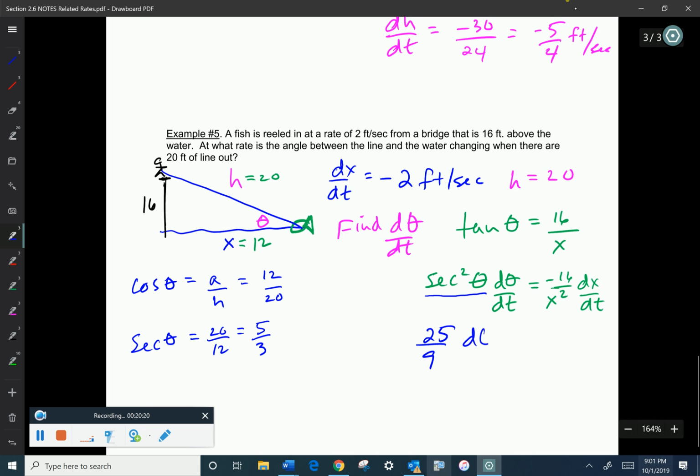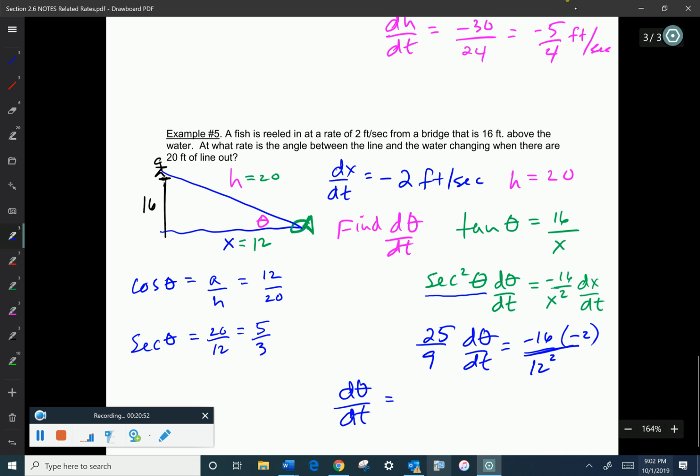D theta we don't know. And then I have negative 16, x is 12, so I'm just going to write that right now as 12 squared. And then dx dt is negative 2, so I'll put negative 2 right there. Now, I know you're thinking, oh, I'll get my calculator, but you guys, sometimes if you do just a little bit at a time, it's easier to just not even use your calculator. So if I'm trying to solve for d theta dt, on the other side, I will cancel the negatives.